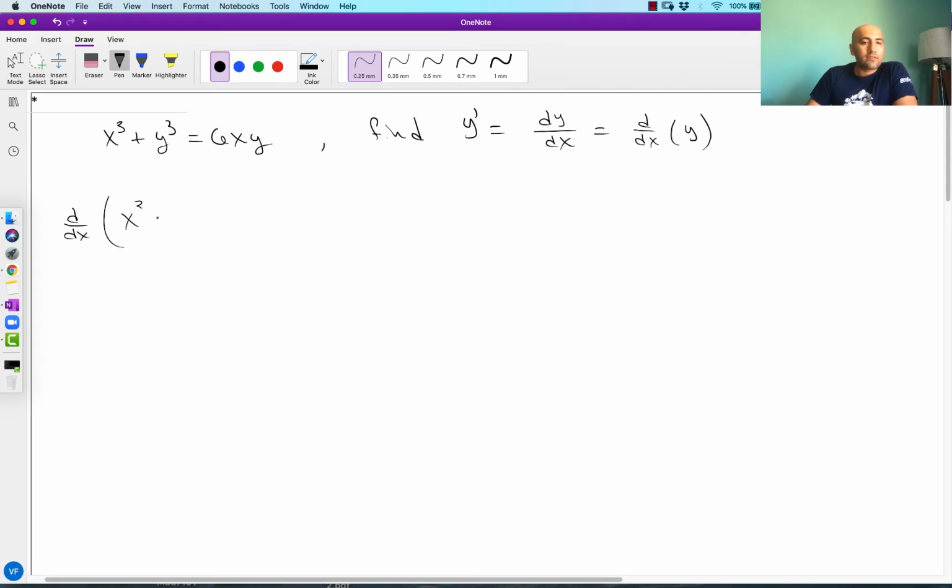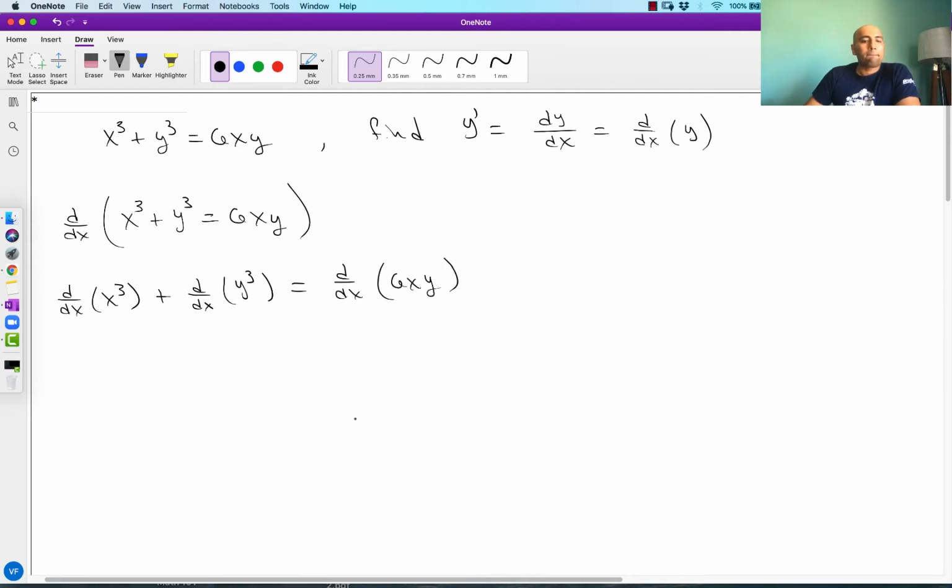So this would be x cubed plus y cubed equals 6xy. Good. Now let's take derivatives. So it'll be the derivative with respect to x of x cubed plus the derivative with respect to x of y cubed equals the derivative with respect to x of 6xy. Okay, this one's easy, no problem.